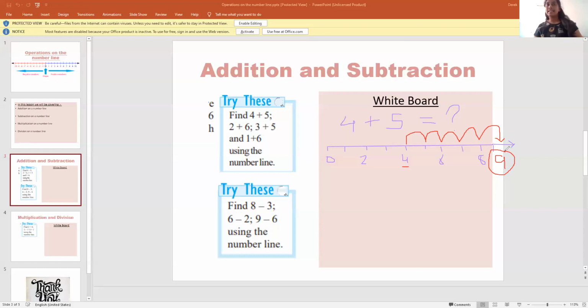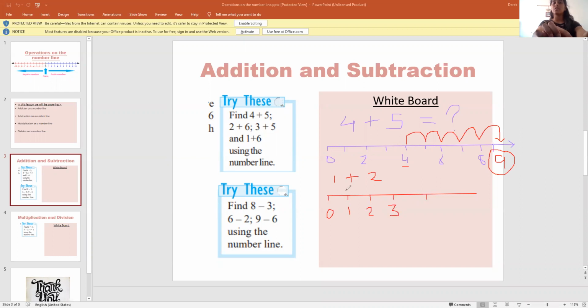We're going to take another example. You can try at home 2 plus 6, 3 plus 5 and 1 plus 6 using the number line. I'm going to take one more example. Most of you would have understood, I'm confident. But for those who didn't understand, I'm taking another example. I'm going to do 1 plus 2. What is 1 plus 2? 3, right? But our focus here is the number line.